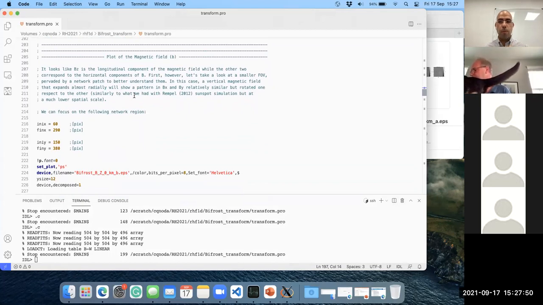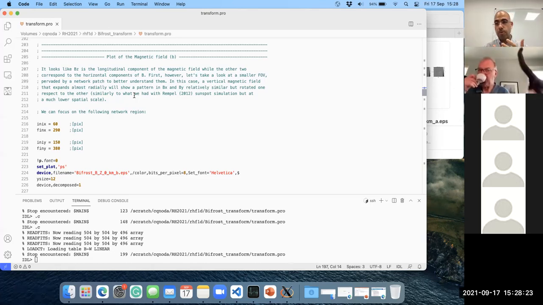In this case, what I'm trying to do is to look in detail at Bx and By, because if you remember from the sunspot simulation, from the Muram run, the magnetic field was radial. So Bx and By had almost the same spatial distribution, but they were shifted. If you had white and black in this color table, then the other one was white and black in the opposite.